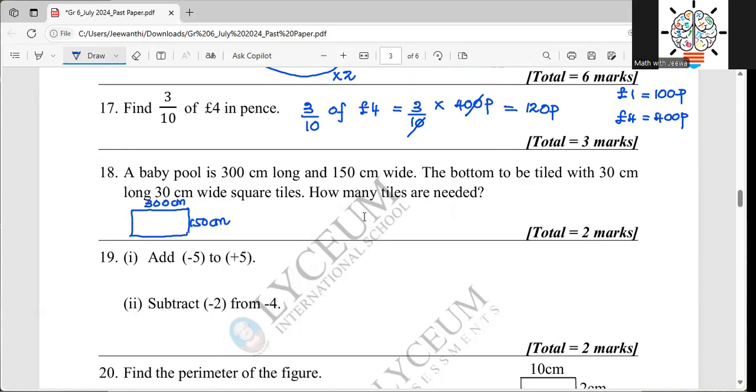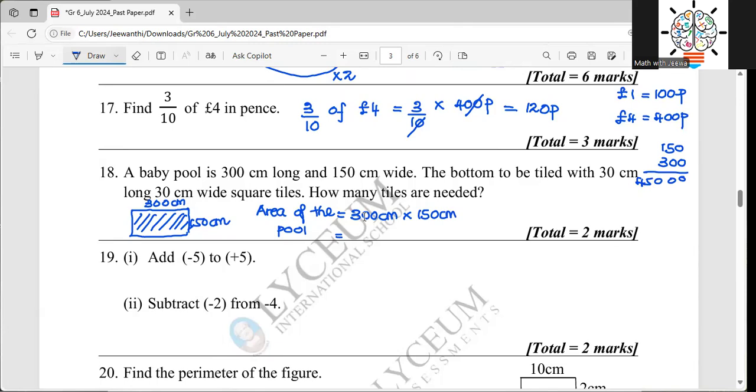First of all, we want to see what is the area of the floor. How are we going to find the area? First you find the area of the pool, right? So the area of the pool is 300 centimeters into 150 centimeters. So what I do, I will write the equals sign here, and then what will be the answer? So 150 I multiply by 300. So then I have 0, 0, 0 and 45.